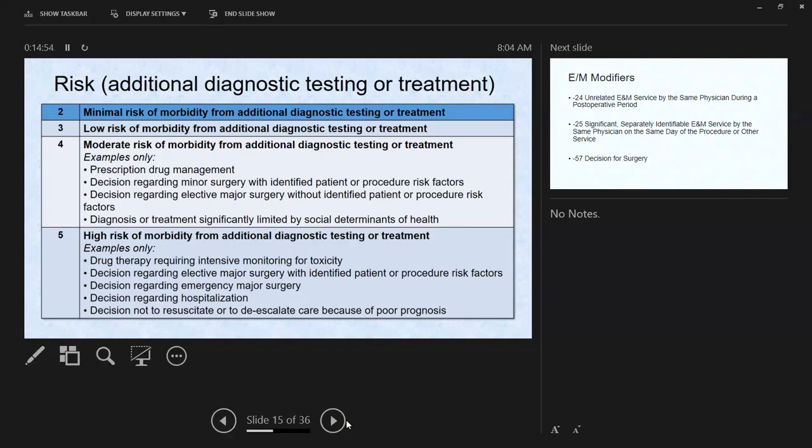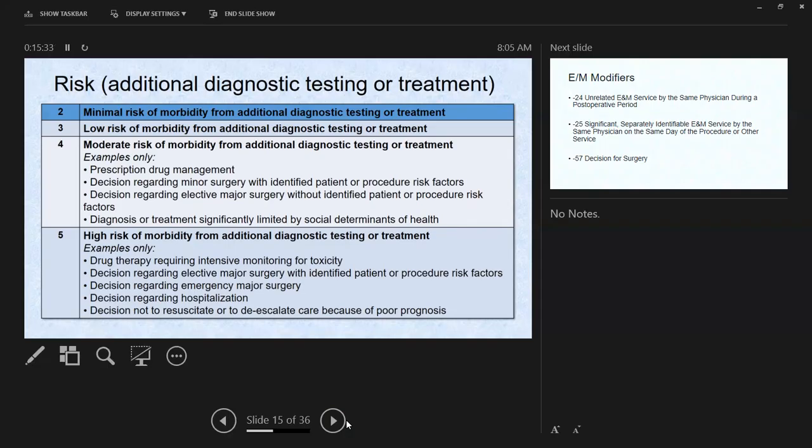A diagnosis or treatment that is significantly limited by social determinants of health. If somebody has not had health care for decades, they're going to be a higher risk patient than somebody who has been getting regular follow-ups. And at level 5, for example, drug therapy requiring intensive monitoring for toxicity. Now, again, this isn't just prescribing a medication, which would be a level 4. Let's say somebody needs monthly labs to make sure they're not having a complication or side effect of the medication. It's not drawing labs to see the effect, but it's drawing labs to look for potential complications or side effects of giving that more dangerous medication.